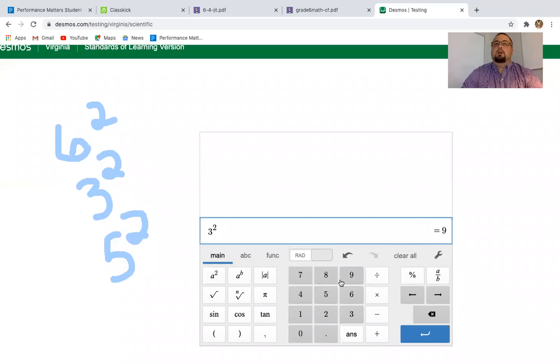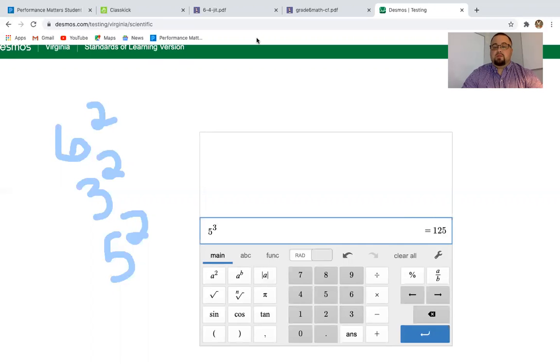But again, perfect squares are numbers where, if you think about a square shape, it would have those same measurements all the way around. That makes a perfect square. But for all other exponents, say if we were doing 5 cubed, or 5 to the third power, we would hit 5, the exponent key, 3, and that gives me my answer for that.